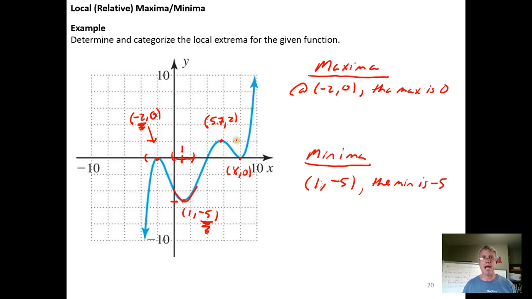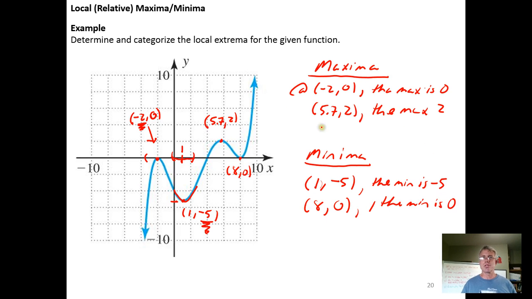Here I have a maximum, so I've got another maximum at 5.72, and the max value there is the 2, it's the output. And here I have another local minimum value, so at an input of 8 I'm getting an output of 0. So the location of the local minimum is 8, 0, and the minimum is the output value, so it is the 0.